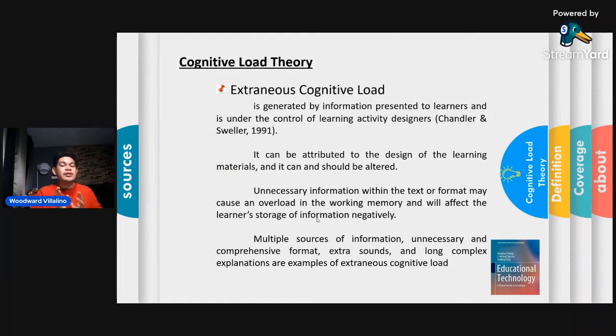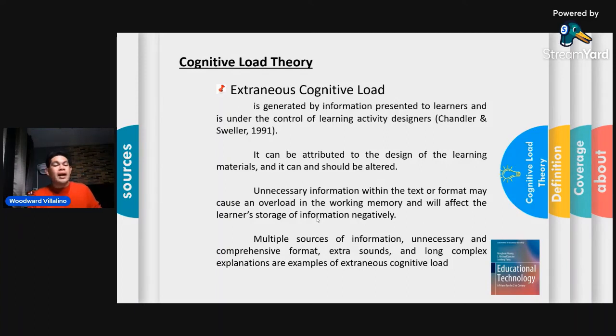So it's the extraneous cognitive load. Unlike intrinsic, which is naturally there, given that it is like this and should be learned this way, it is given that it's the particular knowledge that should be learned, but extraneous is how you would present it. Okay? So it can be attributed to the design of the learning materials, and it can and should be altered.